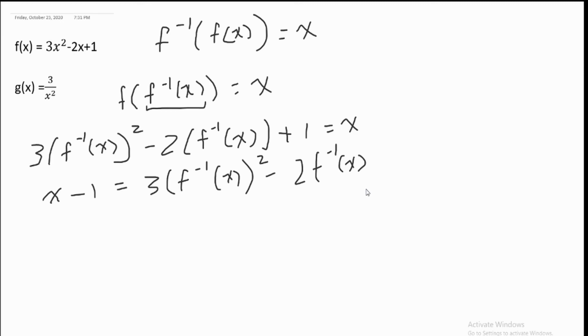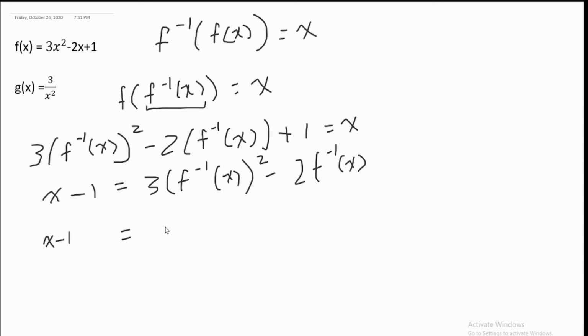From this part, you might be thinking, this doesn't look good, right? Well, what we can do is actually complete the square, right? And then we can just take the square root and we can just subtract stuff. So we have x minus 1. Now we want to complete the square right here.